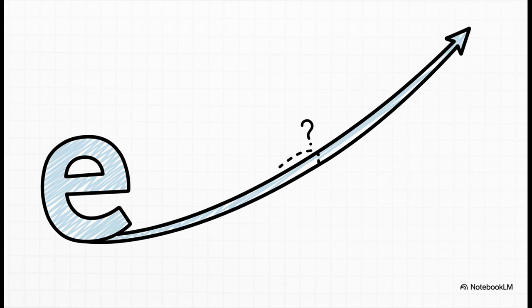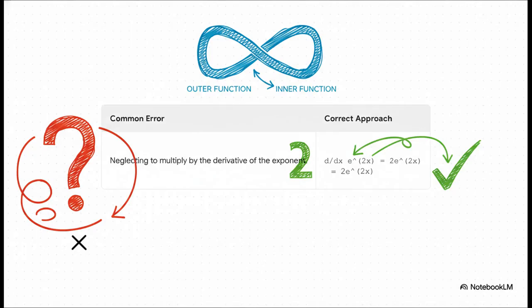Okay, let's move on to our second category of common mistakes. This one involves one of the most famous numbers in all of math, e. With exponential functions, the mistake is almost always the exact same thing. We all remember that the derivative of e to the x is just e to the x. But when that exponent gets a little more complex, like e to the 2x, students often forget that the exponent itself, the 2x, is an inner function. That crucial step is remembering to multiply by the derivative of that exponent.